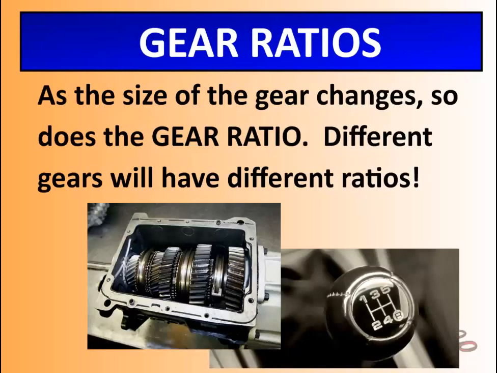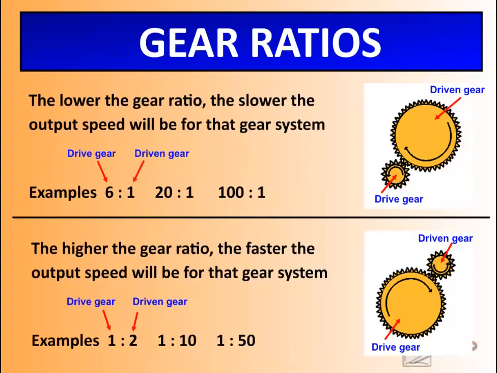So here's the gist of it. As the size of the gear changes, so does what's called the gear ratio. The gear ratios are different in different gear setups. If we have a very small drive gear and a large driven gear, this produces a lower gear ratio, as in my drive gear is my big number and my driven gear is my small one. It takes 6 turns of my drive gear to go around for only once in my driven gear.